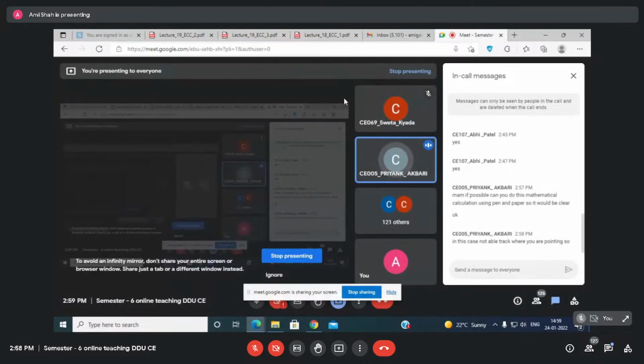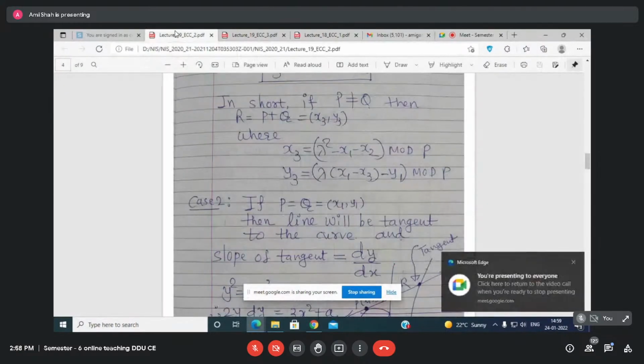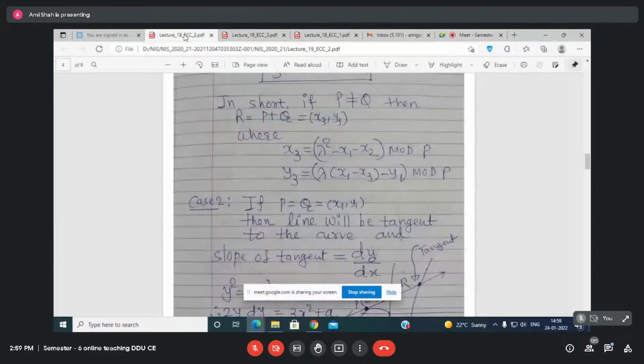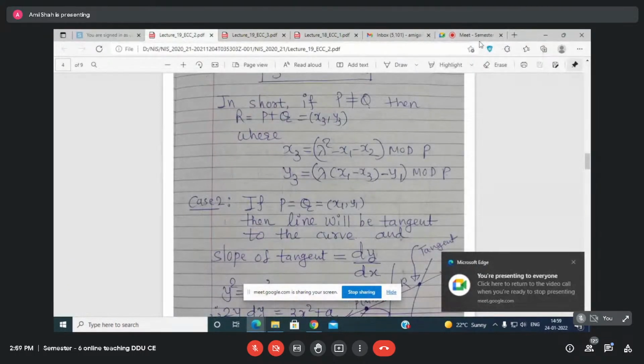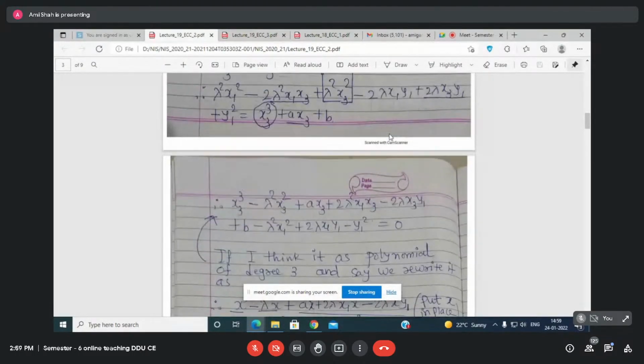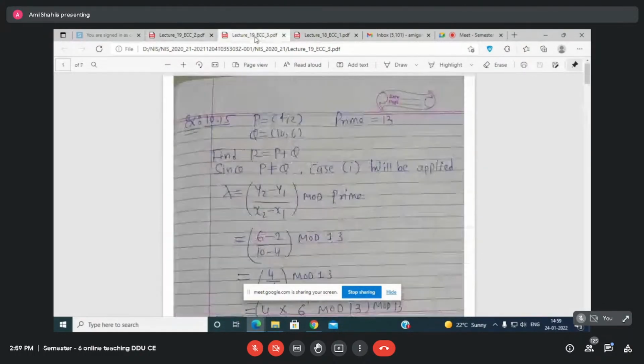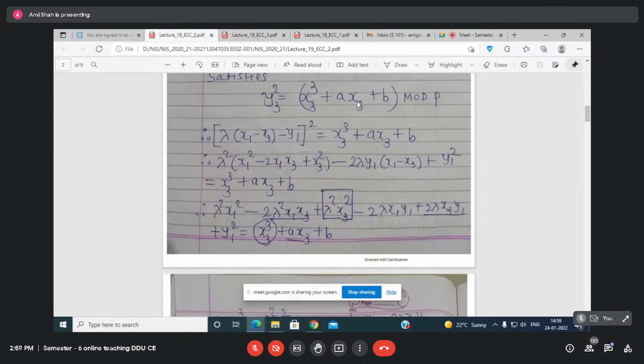I am just saying that if it is possible to do this calculation using pen and paper, then it would be more clear. See, there is a lot of calculation, Priyank. For some examples, if it is possible, then I will write, because this is the theory part. Directly I will solve this type of example, but for that, you need to know how we get this equation. So today I will explain this theory part.